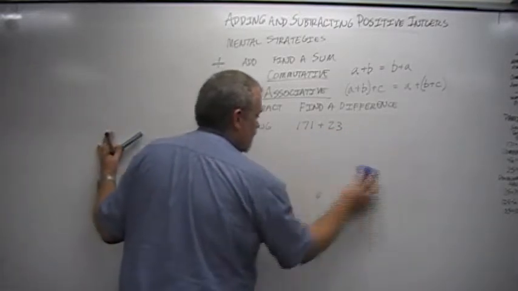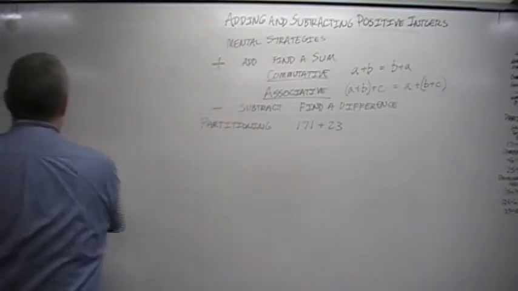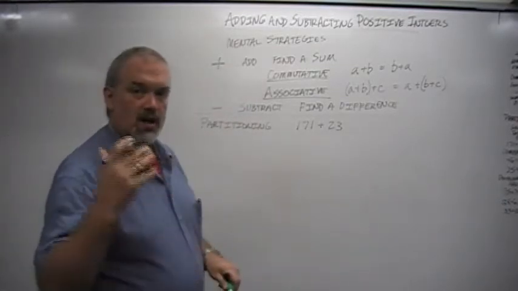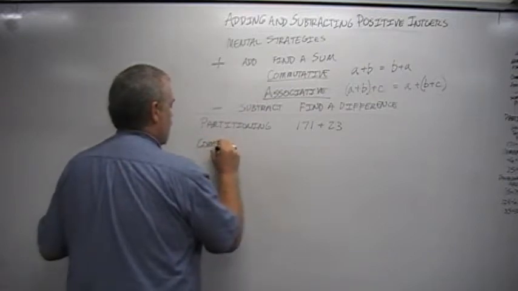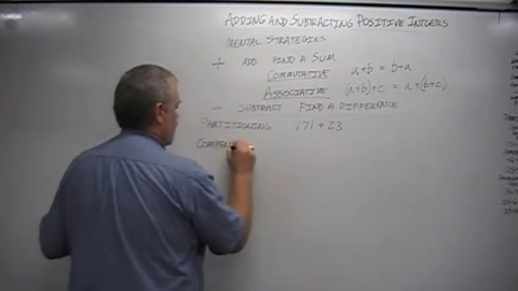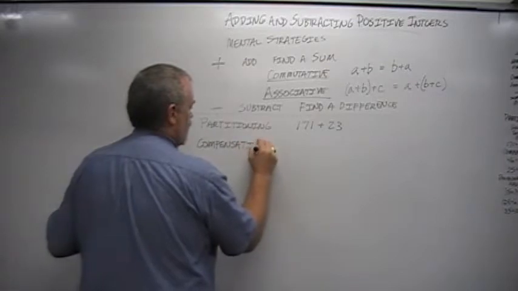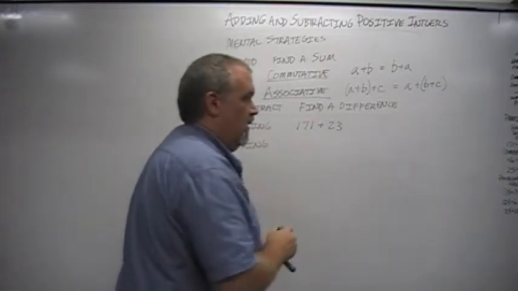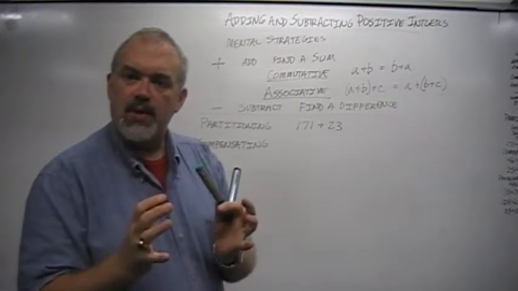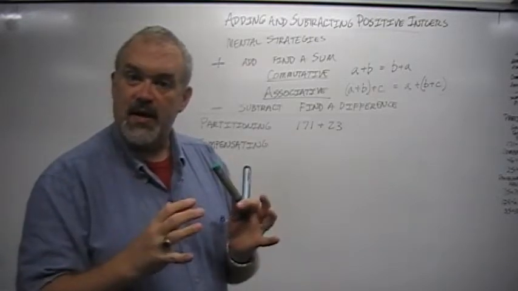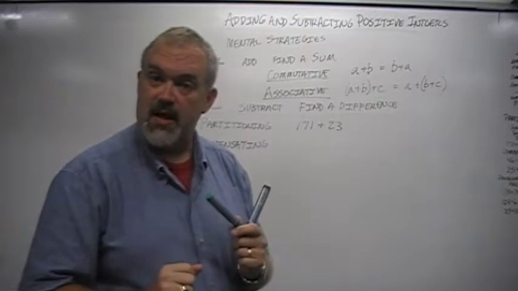The second method that we're going to use is called compensating. Compensating means to sort of change the problem a little bit to make something easier and then compensate for the change that I made.